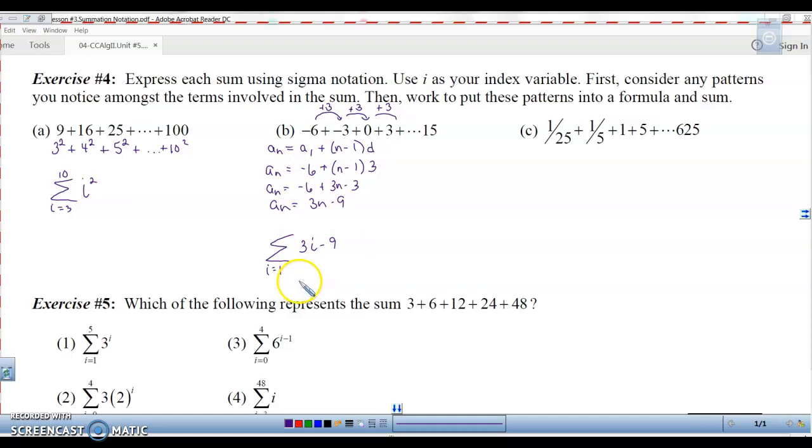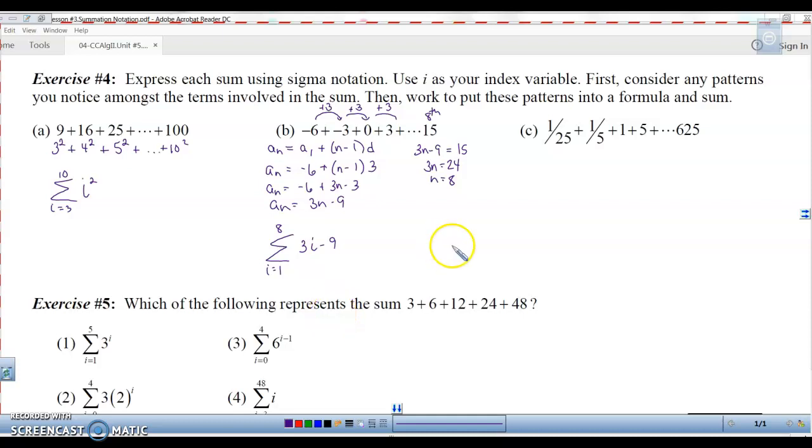Now what I need to figure out is how many terms it takes to get to 15. If I take my formula, 3n minus 9 equals 15, that will tell me what term number 15 is. If I add 9, I get 3n equals 24, so n equals 8. So 15 is actually the 8th term of the sequence. So I'm going to start at the first term and go to the 8th term of 3i minus 9.